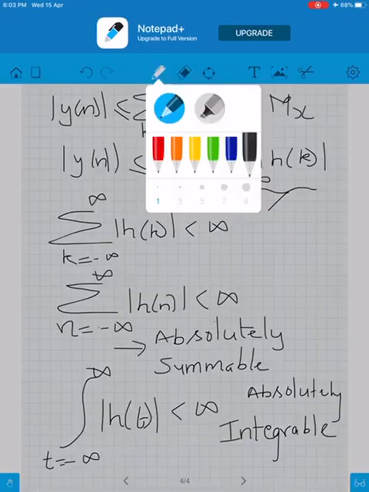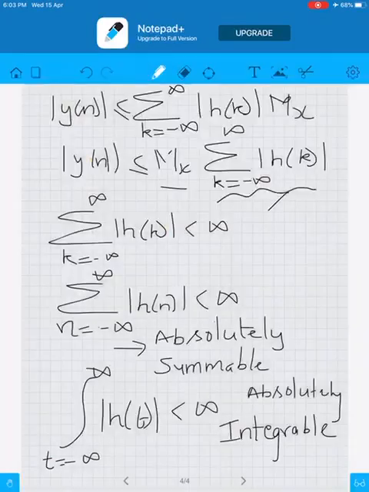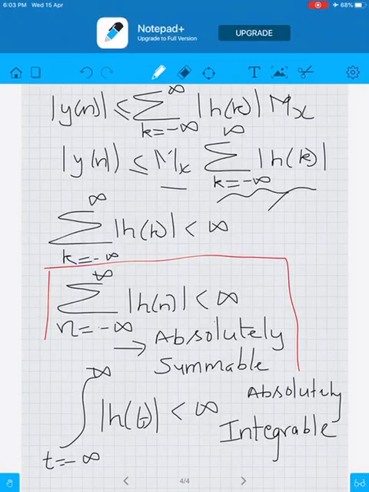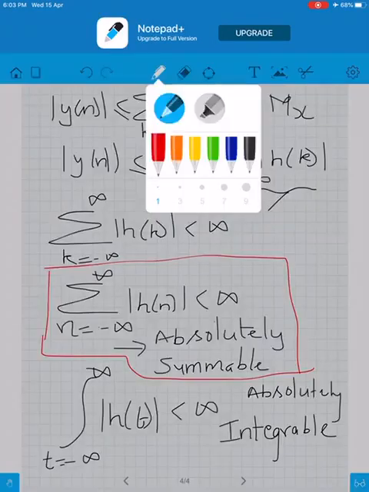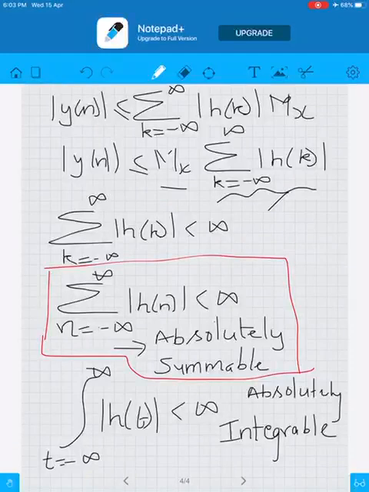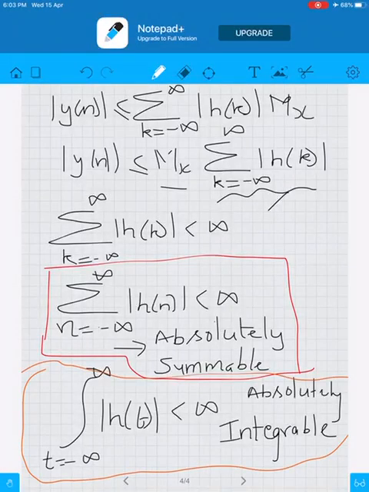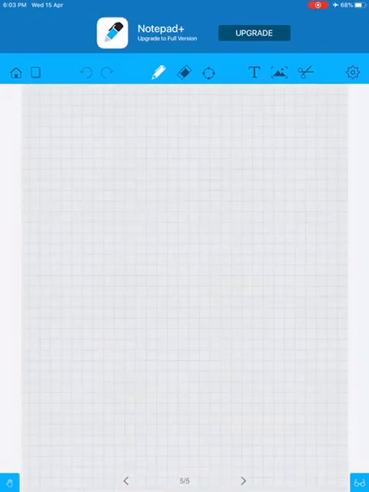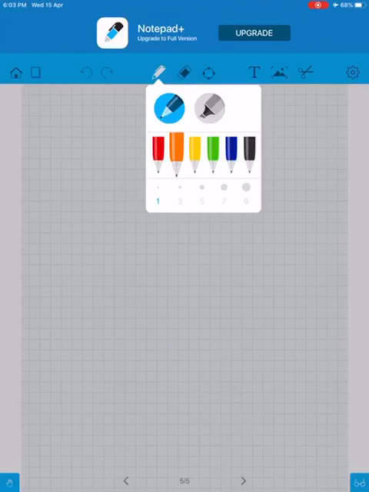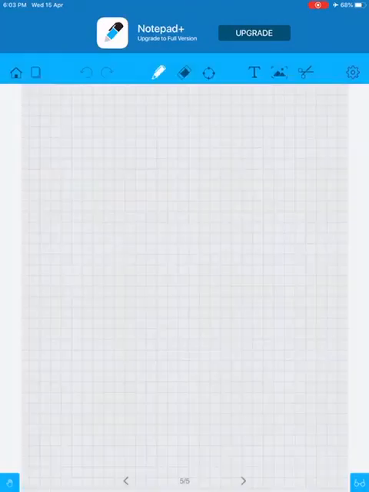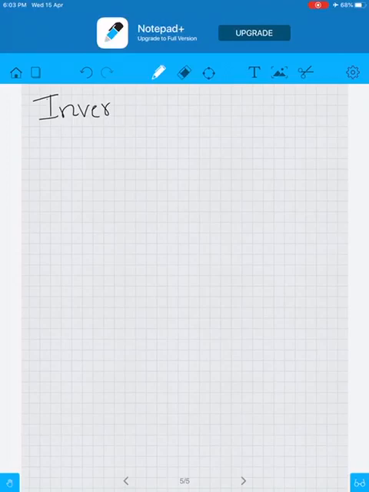So this is the condition for a discrete time system. It should be absolutely summable, and it should be absolutely integrable for a continuous time system. Only then we say that the system is stable. Okay, when can we say the system is invertible? Under what condition is the system said to be invertible?